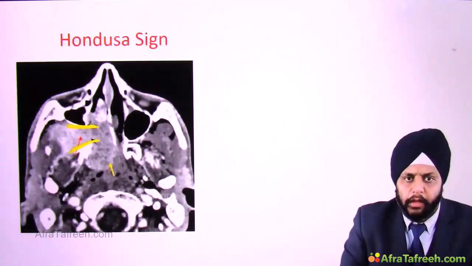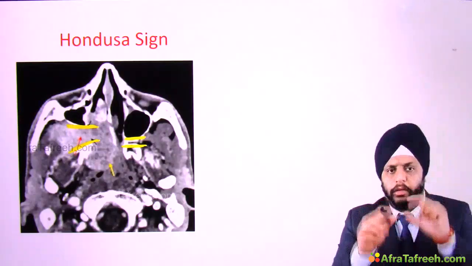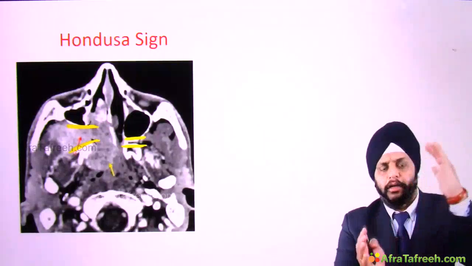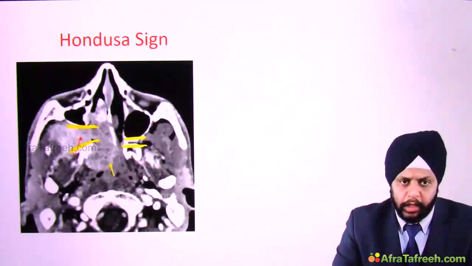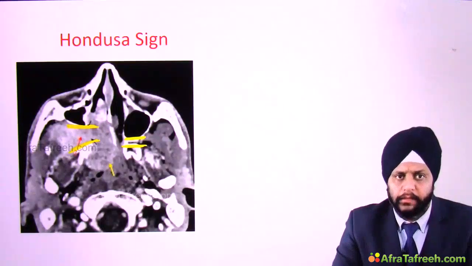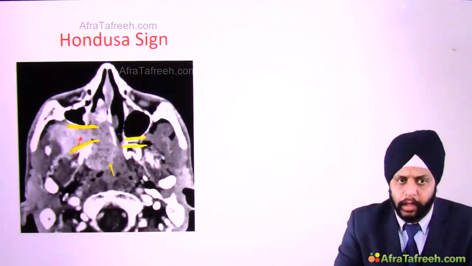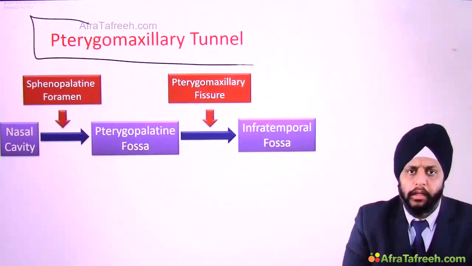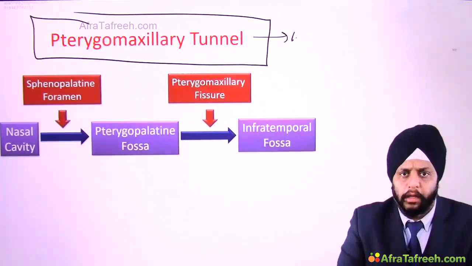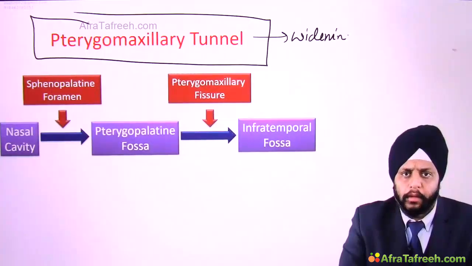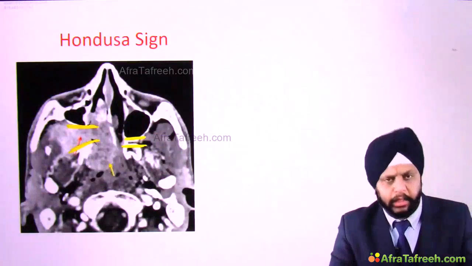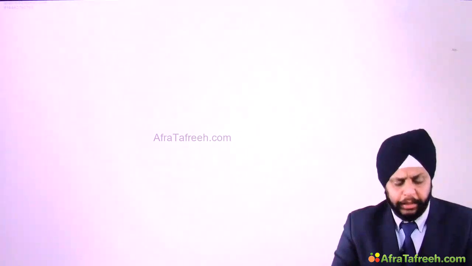Compare this to this side. You see over here, this side, this is the tunnel. The tunnel is very thin on the normal side, but on the abnormal side, you can see the tunnel has widened. So widening of this pterygomaxillary tunnel is known as Hondusa sign, and that is seen in GNA. It is a classical sign seen in GNA.